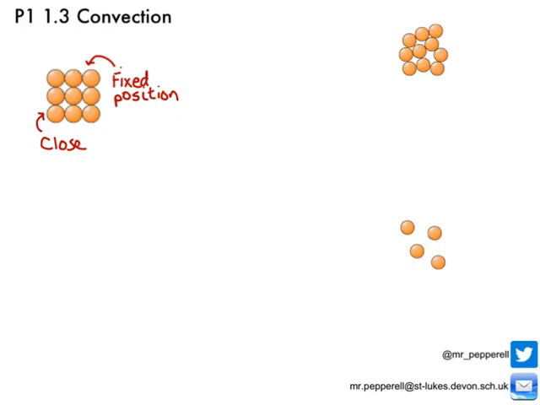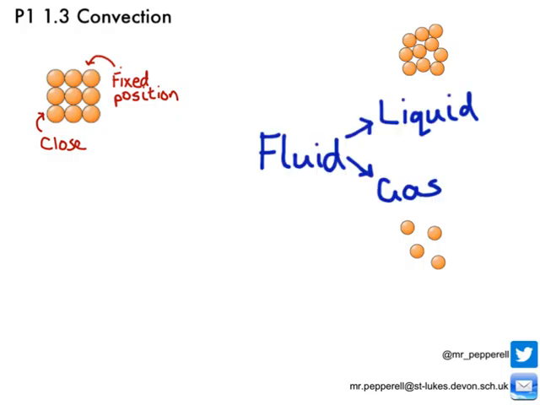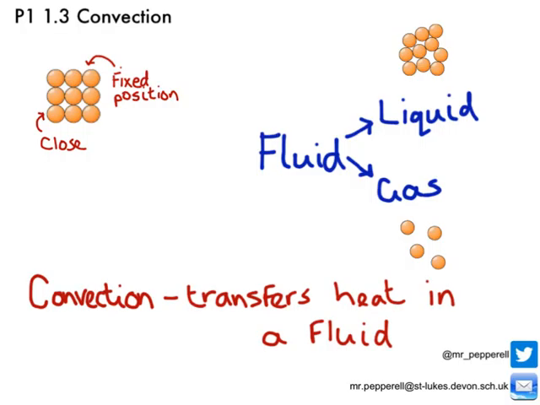So how exactly is energy transferred in a fluid? Both liquids and gases are fluids. A fluid is anything that can flow. So how can energy be transferred in a fluid? It's by a process called convection. Convection is the process that transfers heat in a fluid.